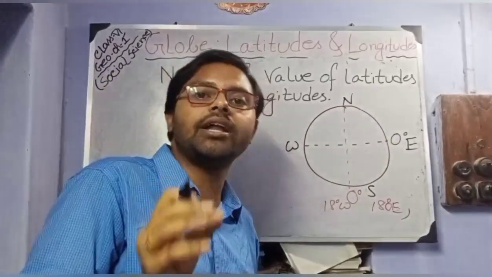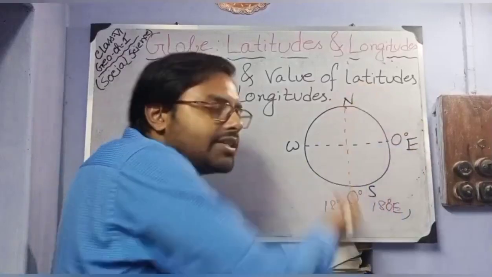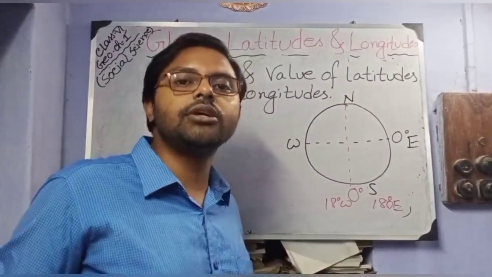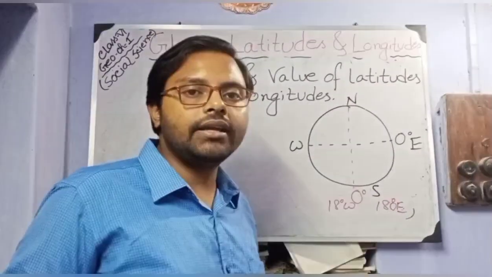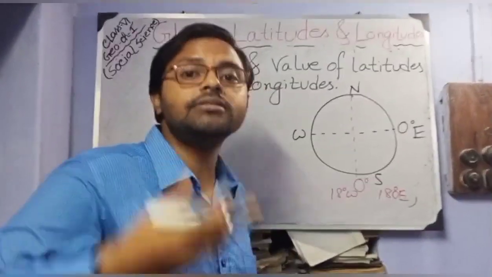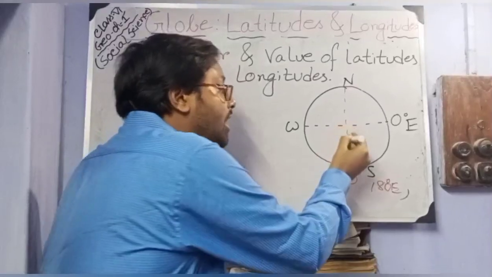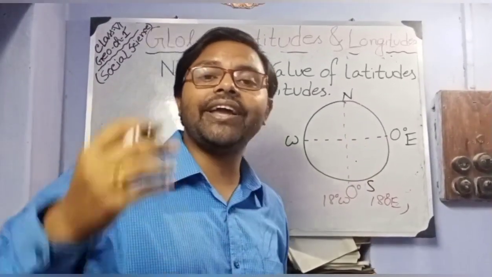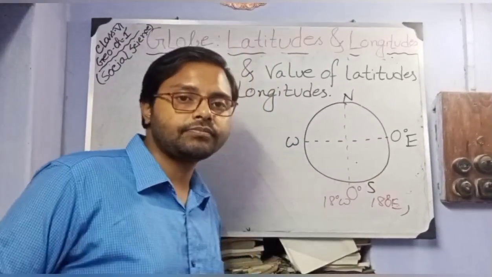So we have drawn them imaginary. From our imagination we have drawn these lines. There are no such practical lines on the earth. So these are all imaginary lines. Why have we drawn these imaginary lines? Because to identify a location, to identify the time of a place.